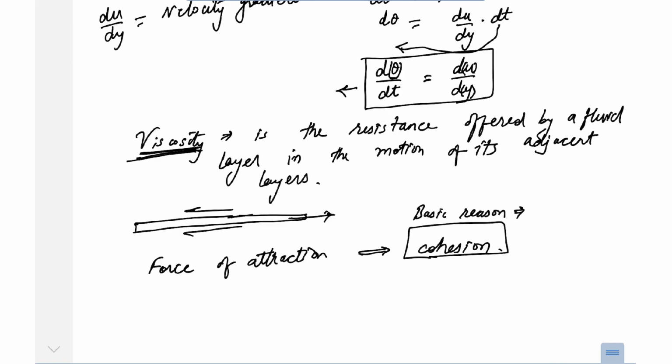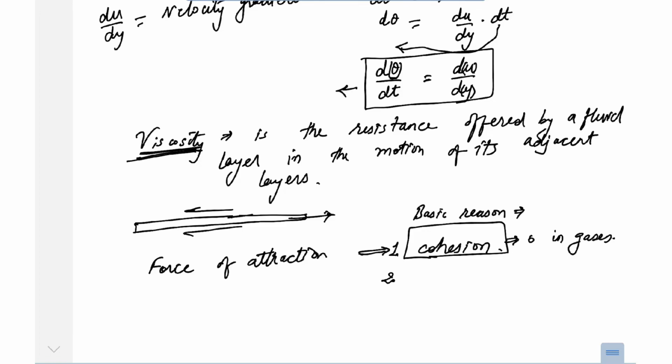So among the fluids, you can classify fluids into two categories, the liquids and gases, and among these two, liquids have greater force of attraction. Hence you can say that the basic reason of viscosity in liquids is cohesion. But as we can see, the particles of gases are absolutely free from each other, the force of attraction is almost negligible. Hence this cohesion will be negligible in gases. So this will not be the basic reason for the viscosity of gases.